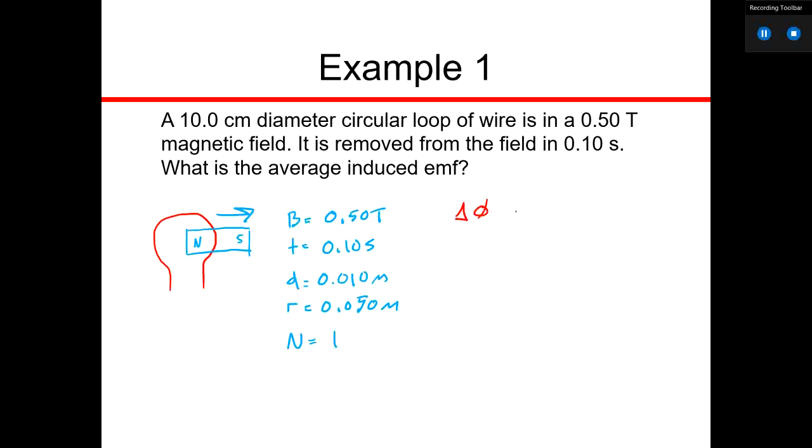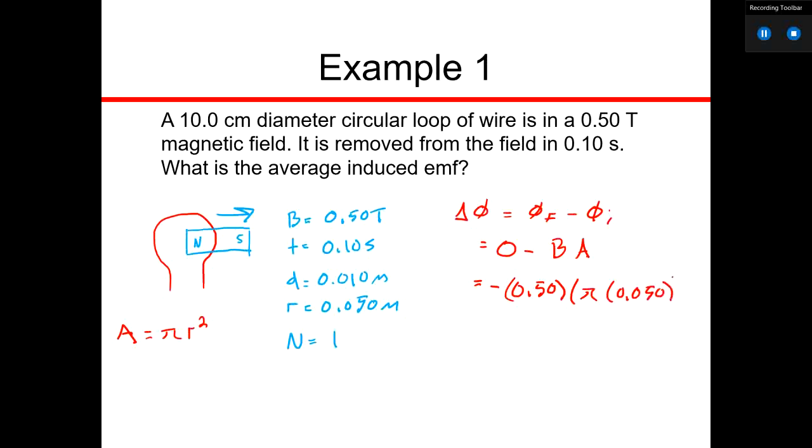Our change in flux is equal to our final flux subtract our initial flux. If we pull that magnet directly out, or alternatively we could move the wire as well, if we move it out of the field, our final flux is going to be 0 because the wire is no longer in the magnetic field. Then we subtract our magnetic field times our area. What is the area? That's a good question. Since we're dealing with a circular loop of wire, our area is equal to pi r squared. So we can substitute that into our formula. We get negative 0.50 for our magnetic field times pi times 0.050 squared, which gives us a change in flux of negative 3.9 times 10 to the negative 3 Webers.